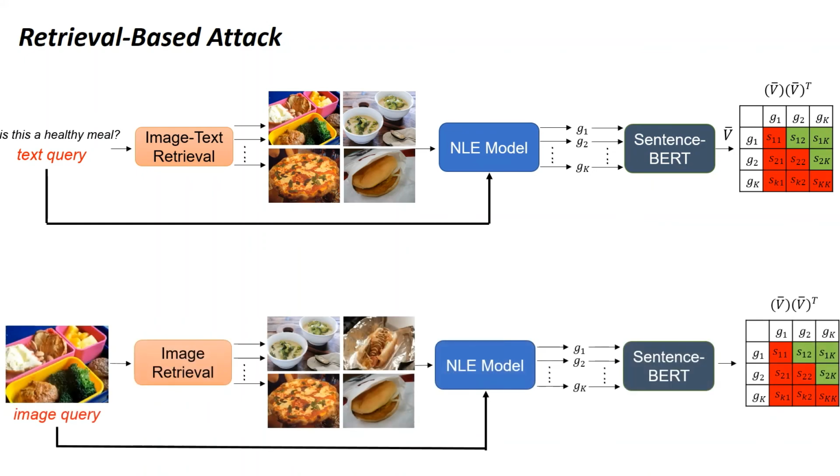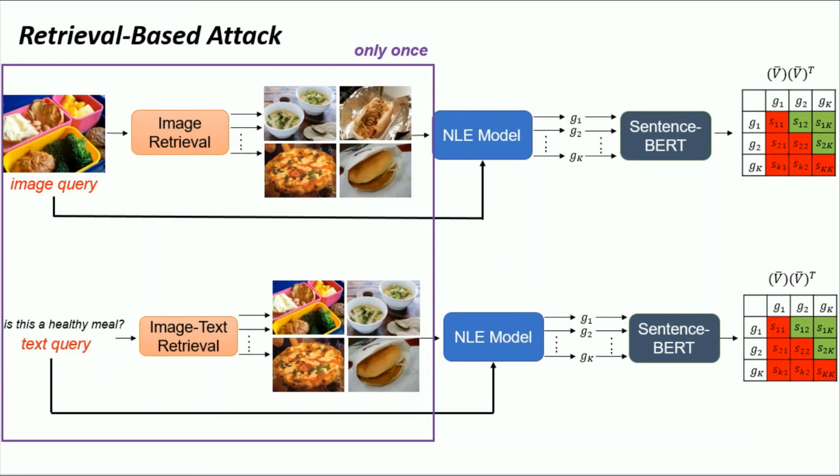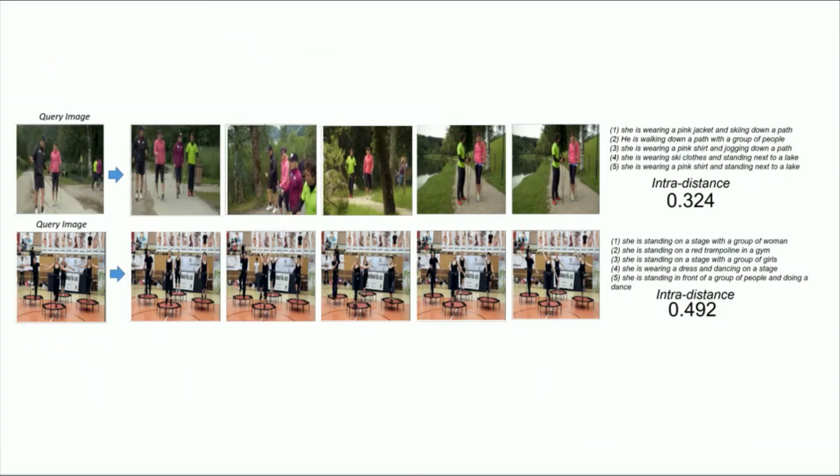Similarly, we can do this for vision tasks. Please note that the retrieval process is only done once. Therefore, this evaluation method is still fast. We can see that very similar images have a low intra-distance.